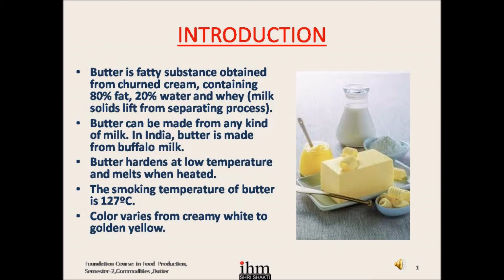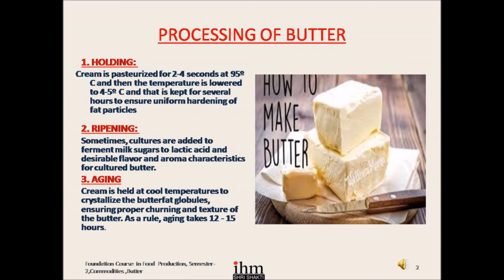Butter usually hardens at lower temperature and melts when heated. The smoking temperature of butter is 127 degrees Celsius, and the color of the butter varies from creamy white to golden. Now let's look at processing of butter.